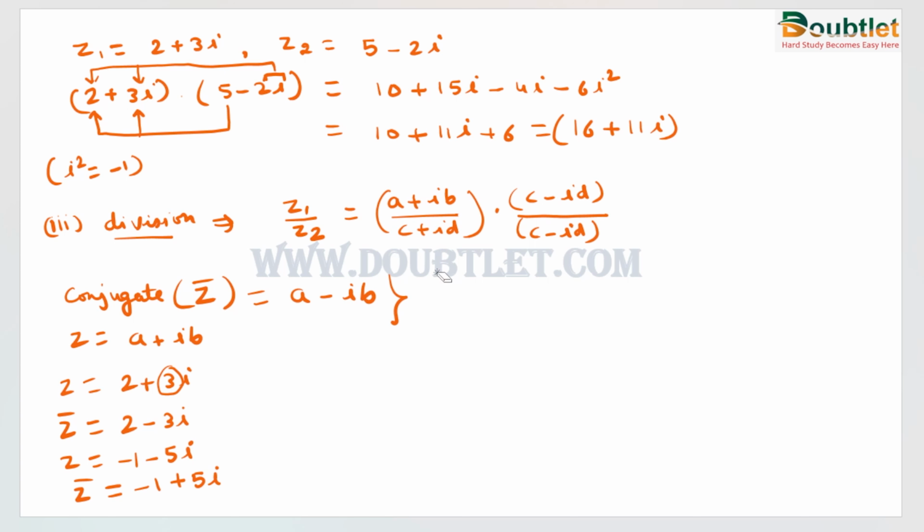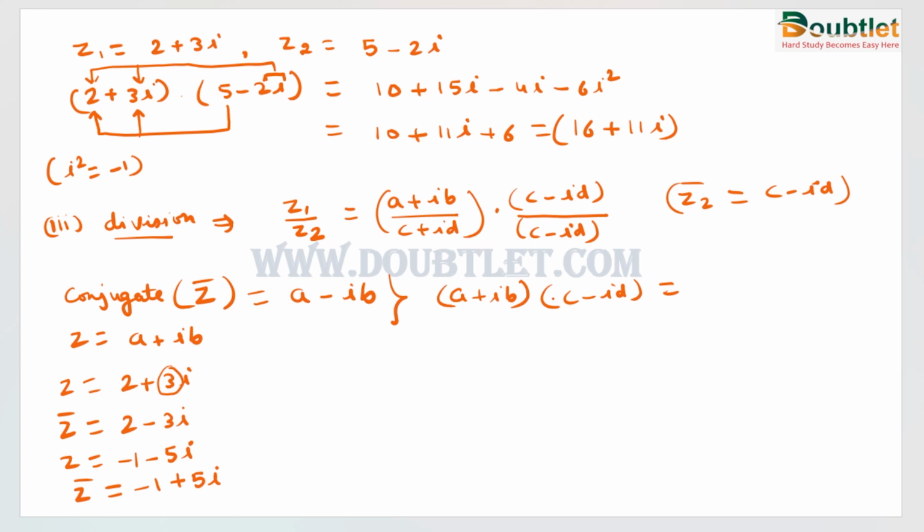The conjugate of c plus iota d, meaning the conjugate of z2, will become c minus iota d. So c minus iota d will be multiplied and divided. This a plus iota b will be multiplied by c minus iota d, and c plus iota d will be multiplied by c minus iota d. We will multiply the numerator and denominator complex numbers separately. First we will multiply the numerators, a plus iota b and c minus iota d.